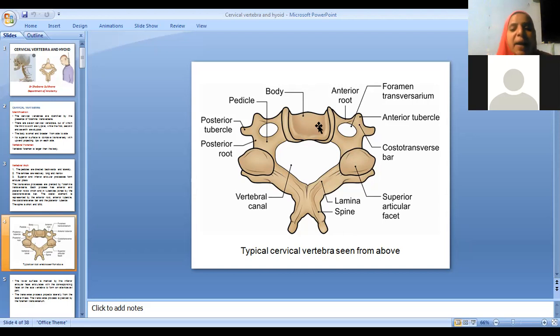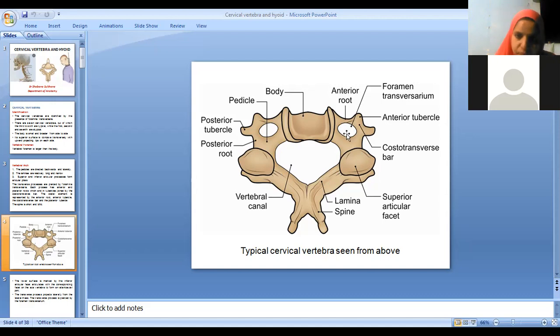Now immediately behind the body, as I said, this is the arch, right? So here you have a foramen in the transverse process of the cervical vertebra. This is the characteristic feature of the cervical vertebra. In the transverse process, you have a foramen called foramen transversarium, through which the vertebral artery passes.